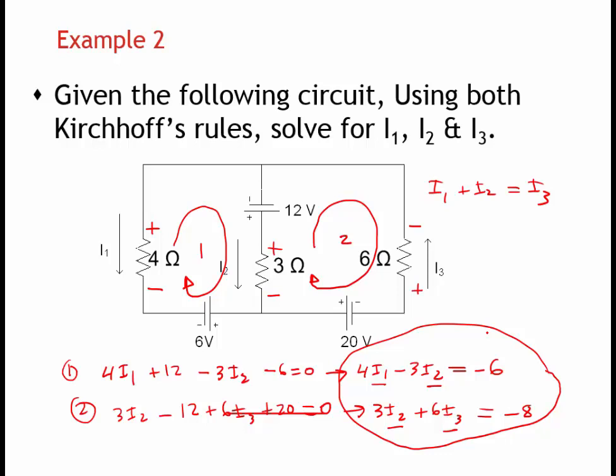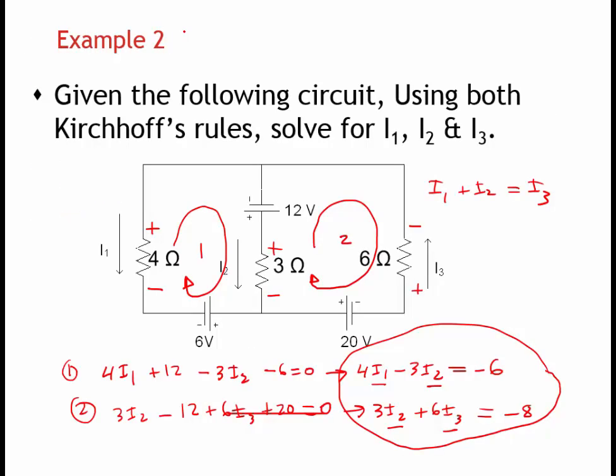Now, if we go on the other side, what we are going to have is, first, 4I1 minus 3 times I2 is equal to -6, and then for the other one we have 3I2 plus 6I3 is equal to -8.